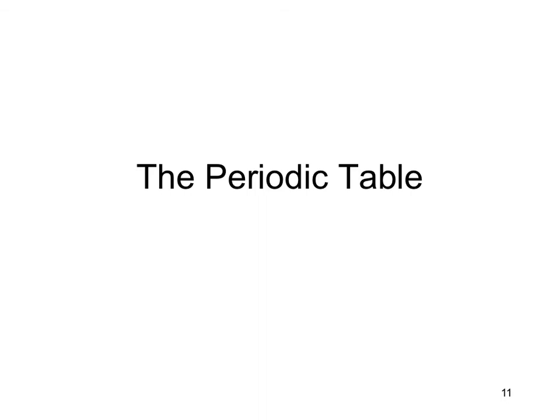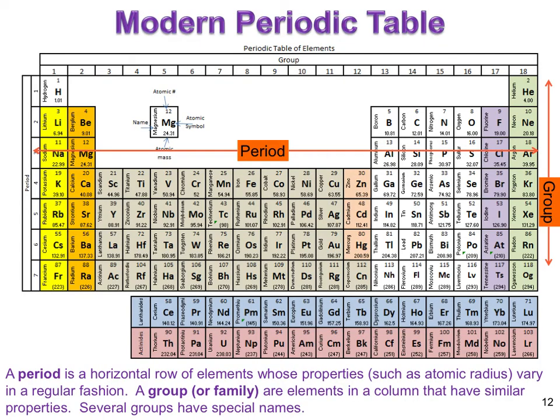The periodic table. The modern periodic table is composed of 7 rows, also called periods, and we find that the properties of the elements tend to vary in a regular fashion across a period, with some exceptions. A group or a family are elements located in the same column.